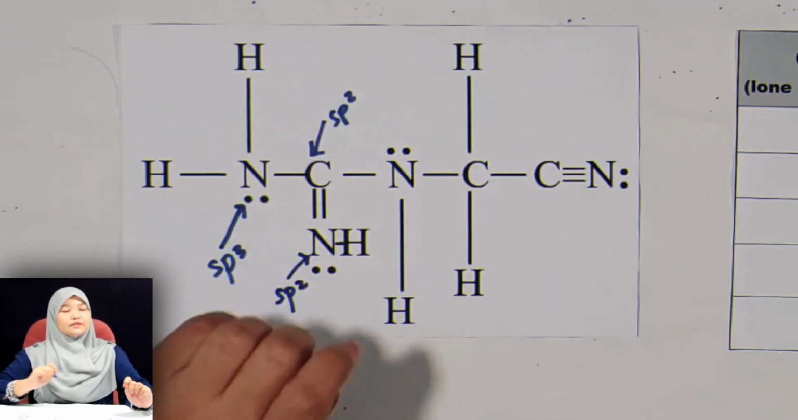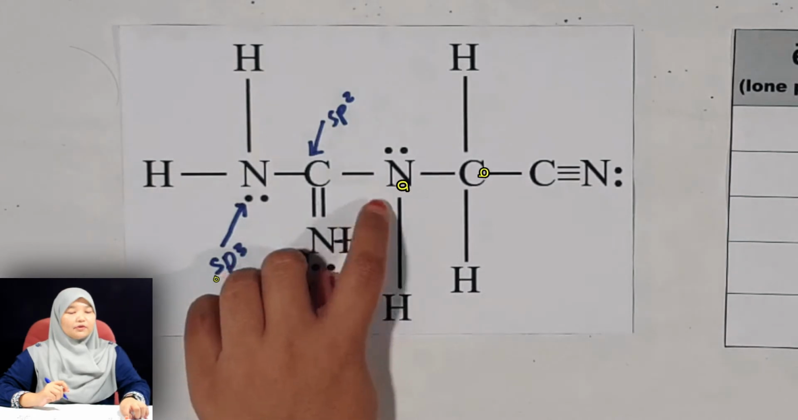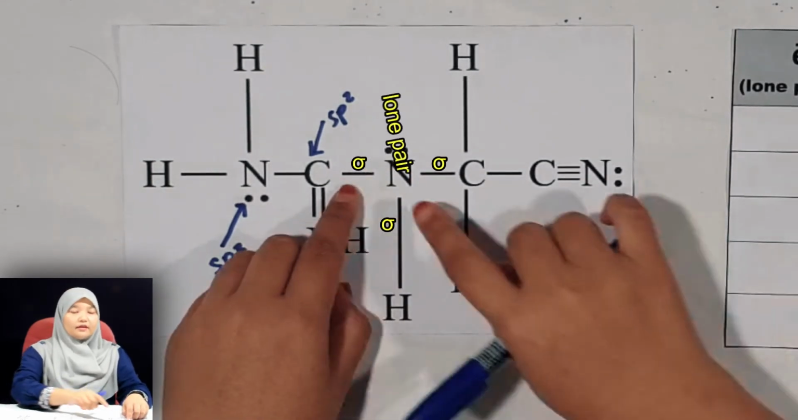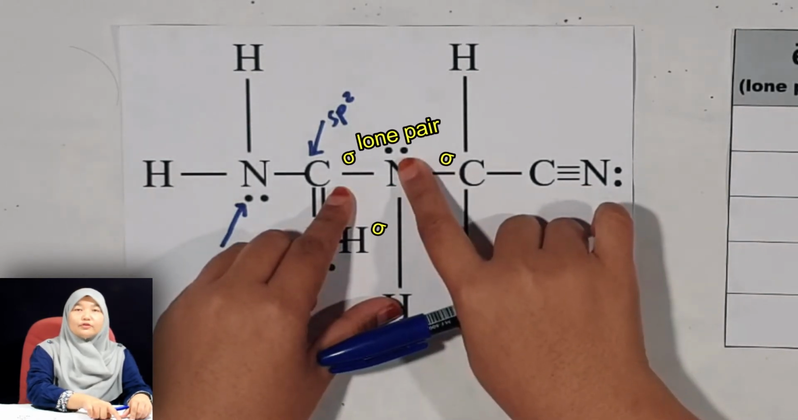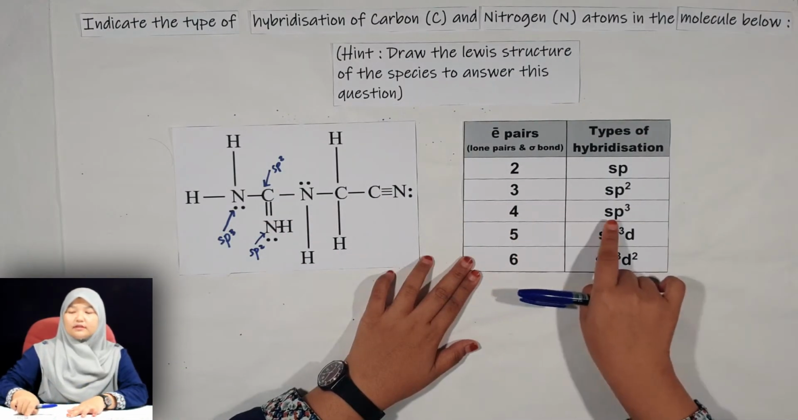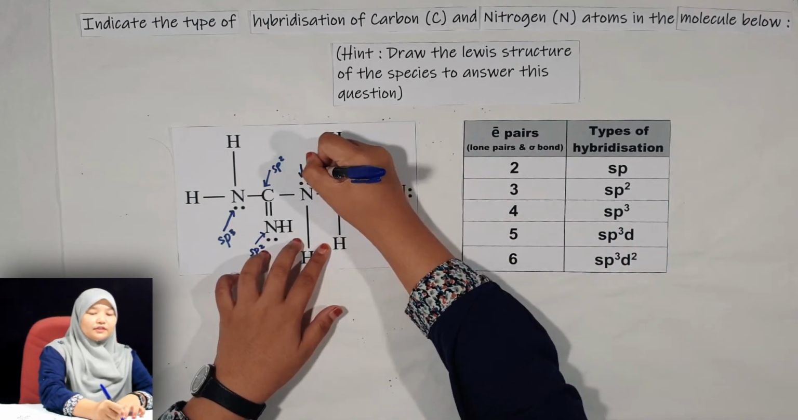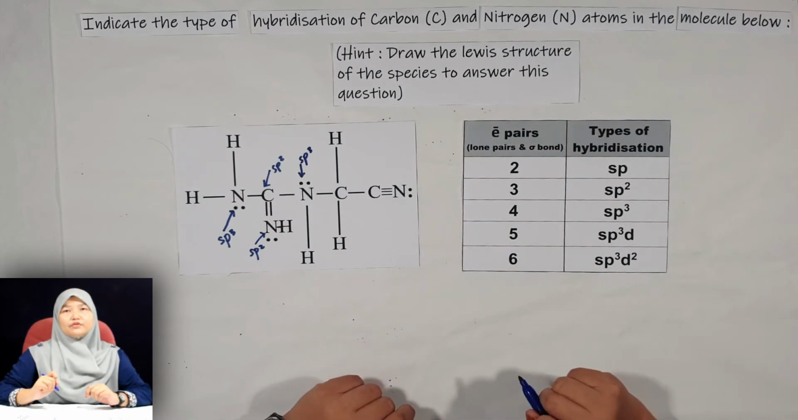Okay, so seterusnya untuk nitrogen di sini sama juga, sigma bond, sigma bond, sigma bond, lone pair. 1, 2, 3, 4. So 4 elektron pair. Kalau kita tengok table, sp3. Jadi untuk nitrogen ini, sp3 adalah type of hybrid orbitals.